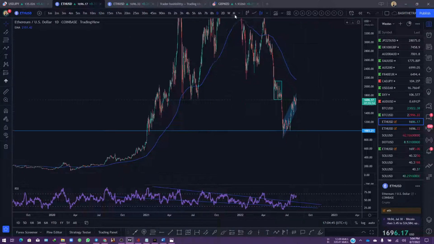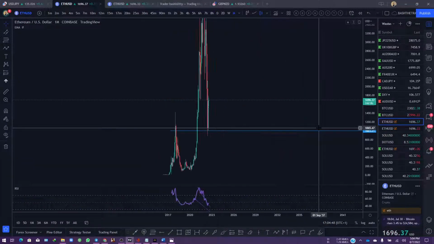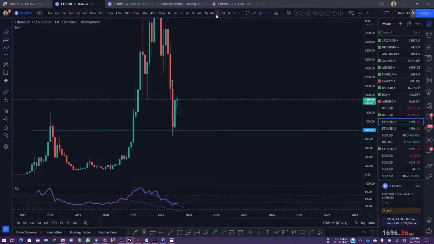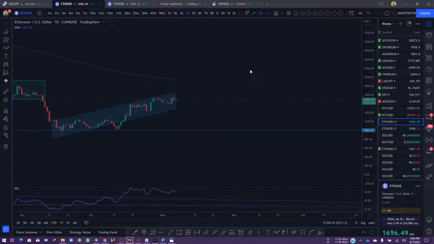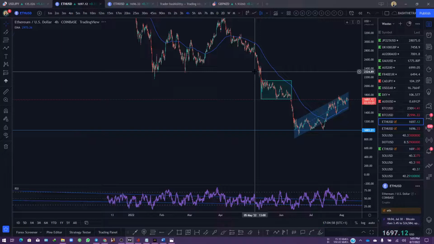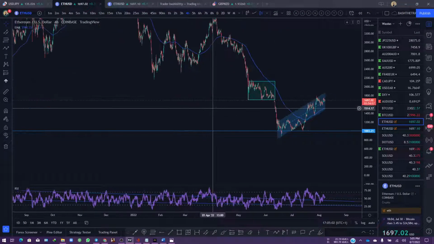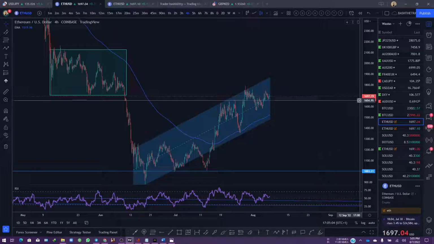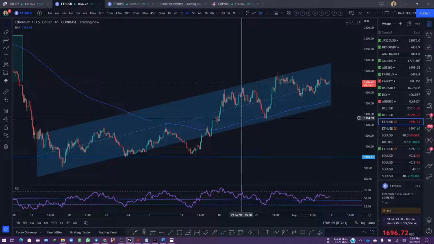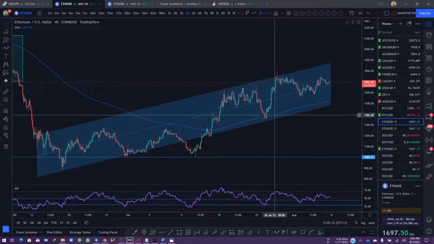Let's go to the daily. Let's go to the monthly. Okay, let's go back to the daily. Good. Let's see here. As you guys can see what's going on here, you can see that price is currently trading above the 200 EMA, right? The price is currently trading above the exponential moving average right here, as you guys can see.